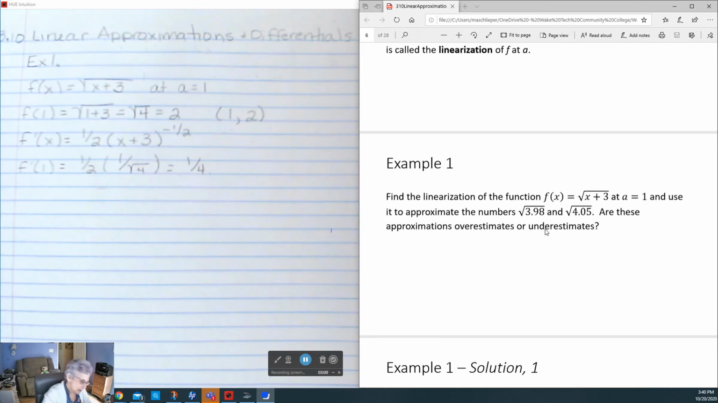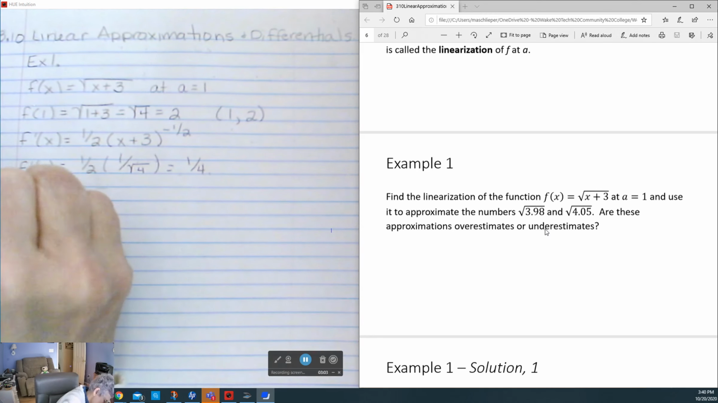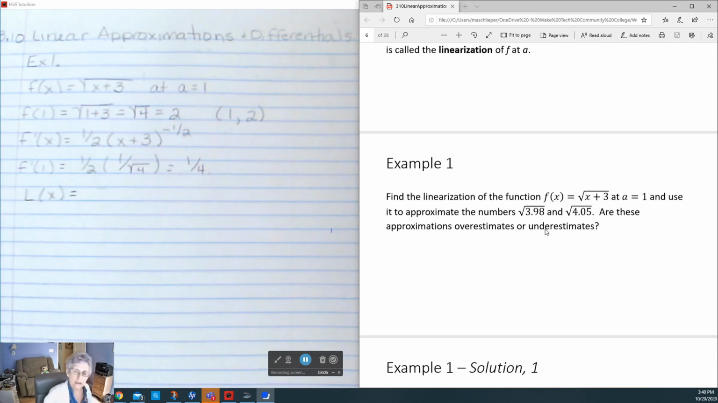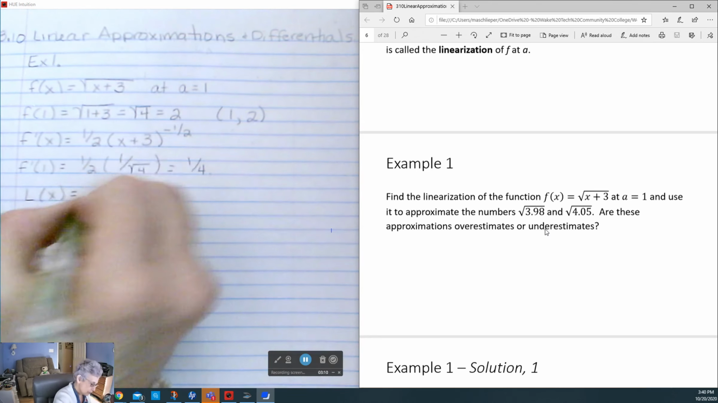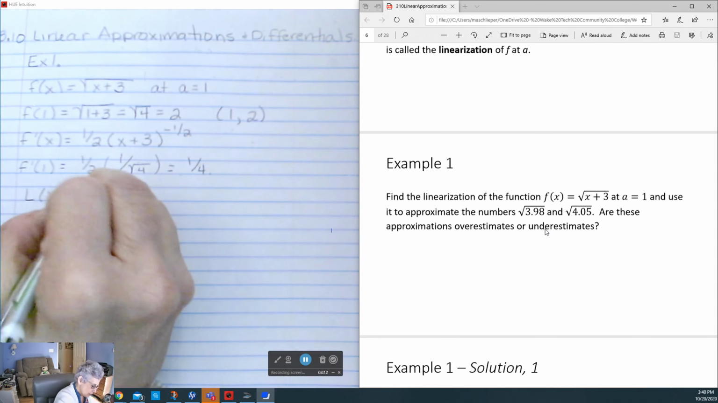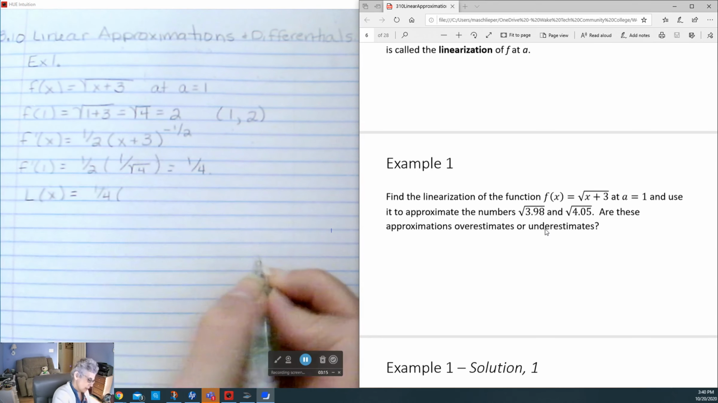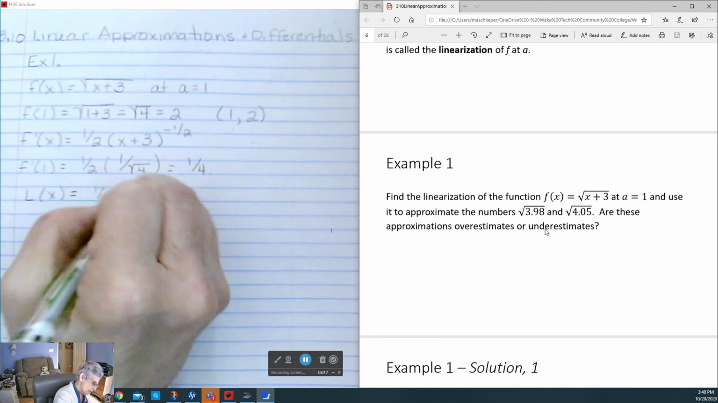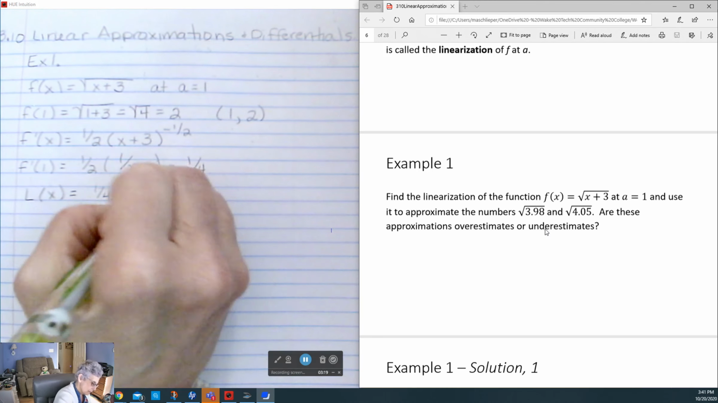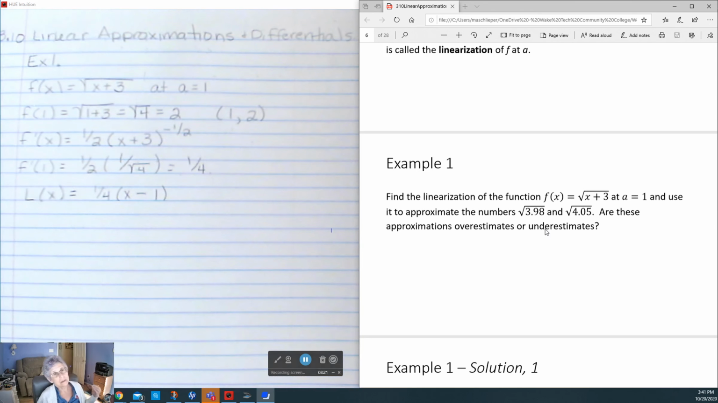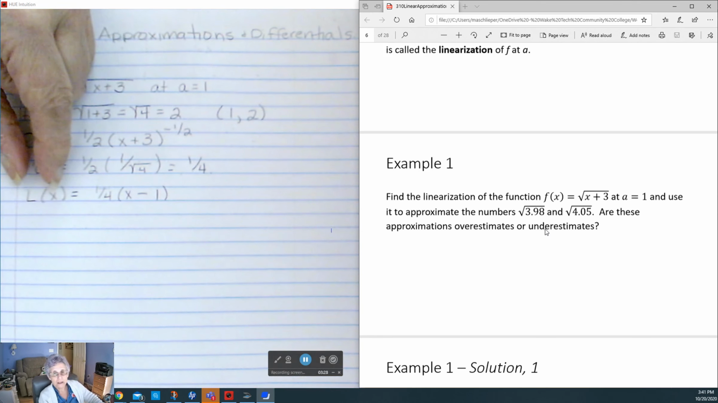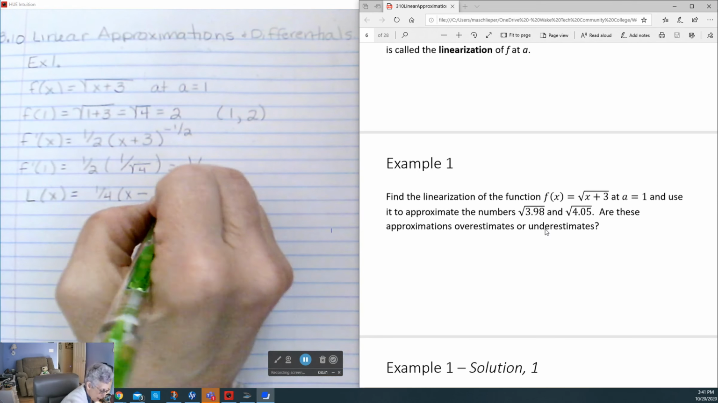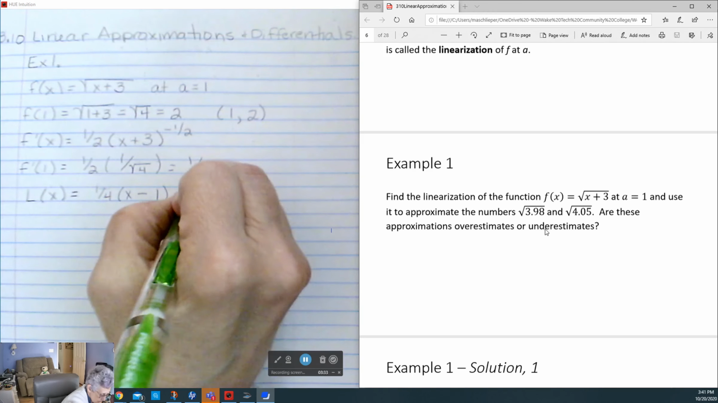So my linearization, and I'll be consistent with the textbook here, L of x is equal to the slope, which is 1/4 times x minus the x coordinate. Now remember when we wrote down the equation of the tangent line, we did y minus the y coordinate. So this L of x is replacing the y, and we add the y coordinate to each side.